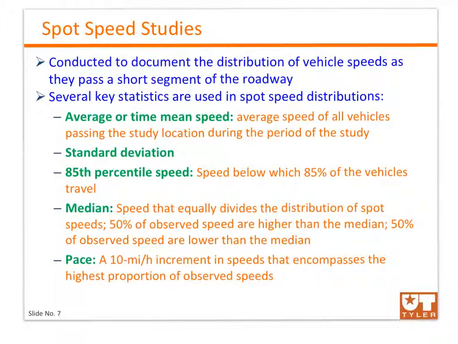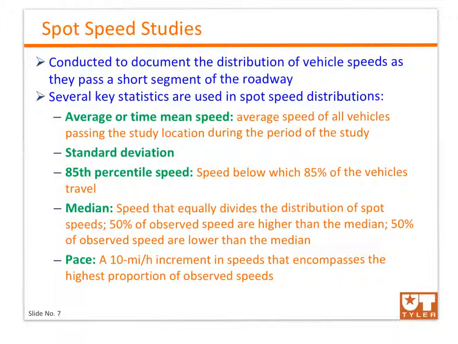Again, we're going to go through a calculation to show you how to get it, but basically we're interested now to see, besides the average speed, that 85% of the vehicles are less than that speed. That would be the 85th percentile. The median speed is also important. The median speed is the speed that equally divides the distribution of spot speeds. 50% of observed speeds are higher than the median, and 50% of the observed speeds are lower than the median. So it's exactly in the middle.